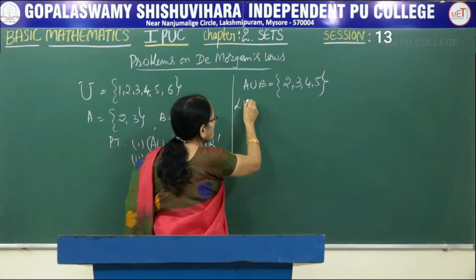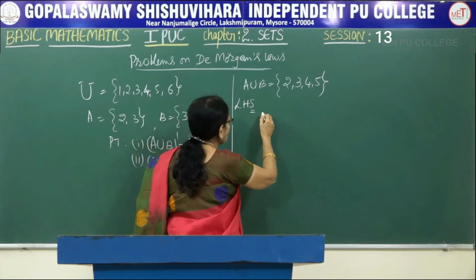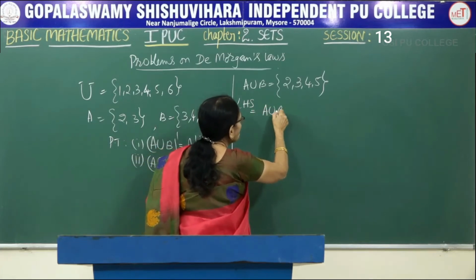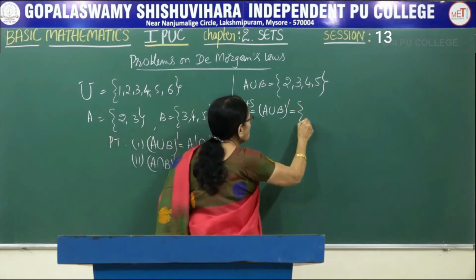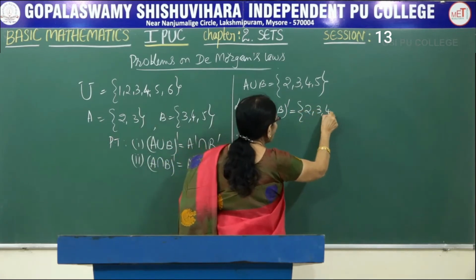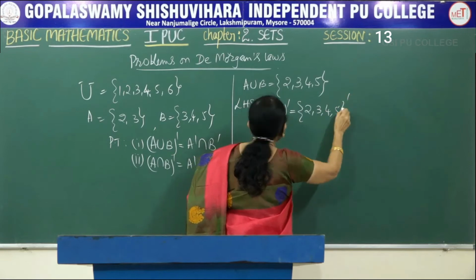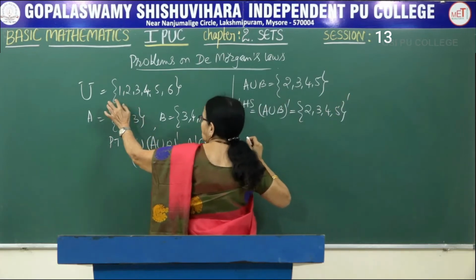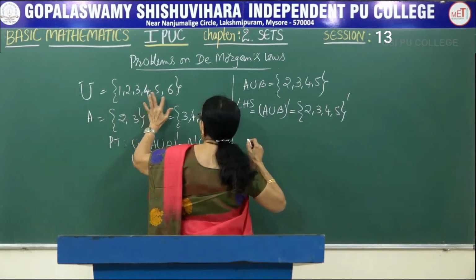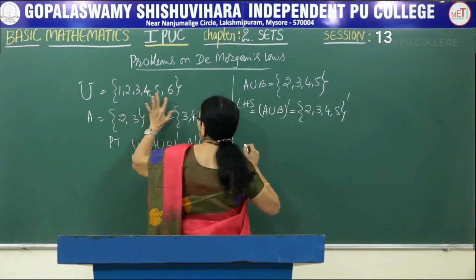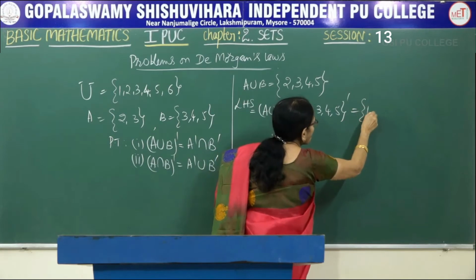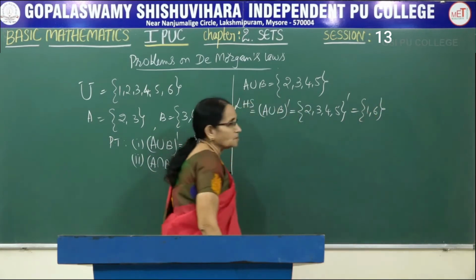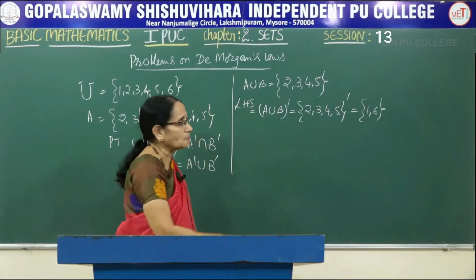Now, start with the left hand side. That is, (A union B) whole dash, which means {2, 3, 4, 5} dash. Now look at the universal set. It has 1, 2, 3, 4, 5, 6. Now 2, 3, 4, 5 are already there, so the complement of that becomes {1, 6}. So this is the left hand side.